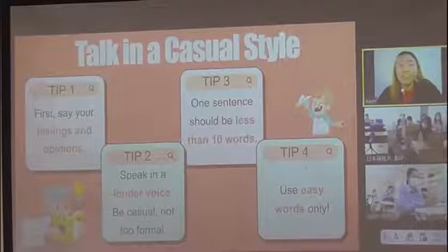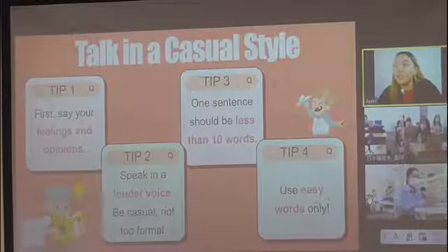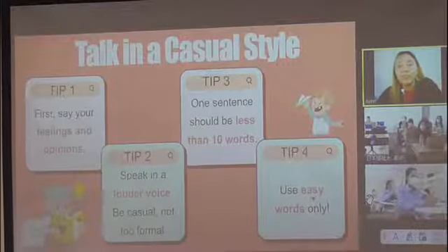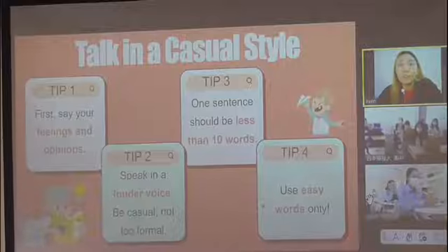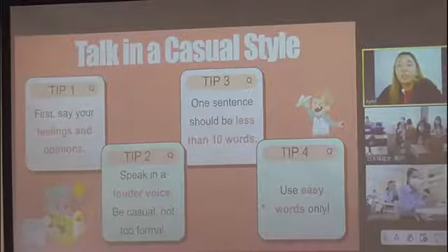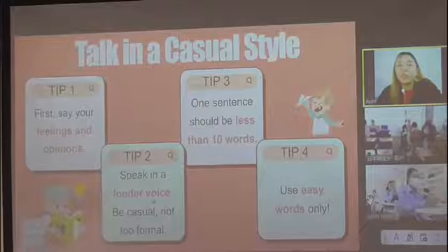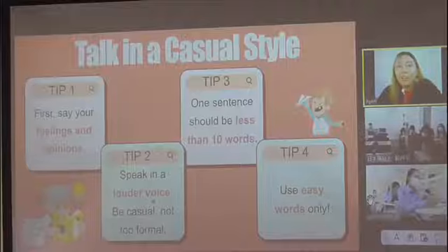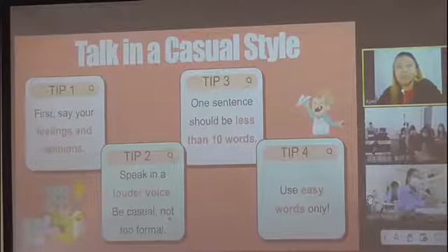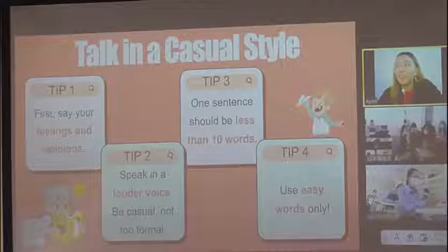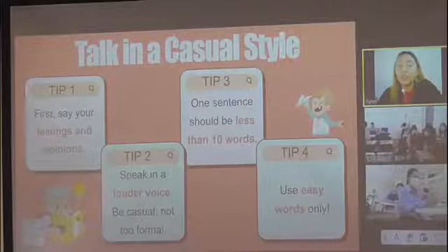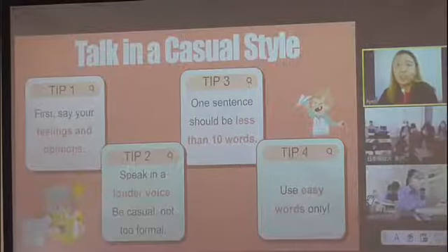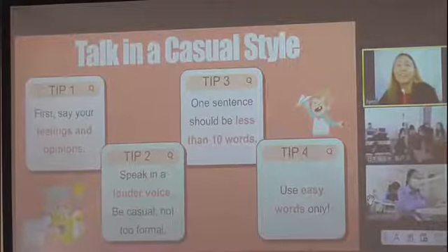And lastly, this is the most important, of course: use easy words only. Because if you use difficult or hard words, the audience would not know. The audience will not get what you are saying, and our goal of having them listen to us will go away, because if there are difficult words that they do not understand, then I am 100% sure they will not listen anymore.